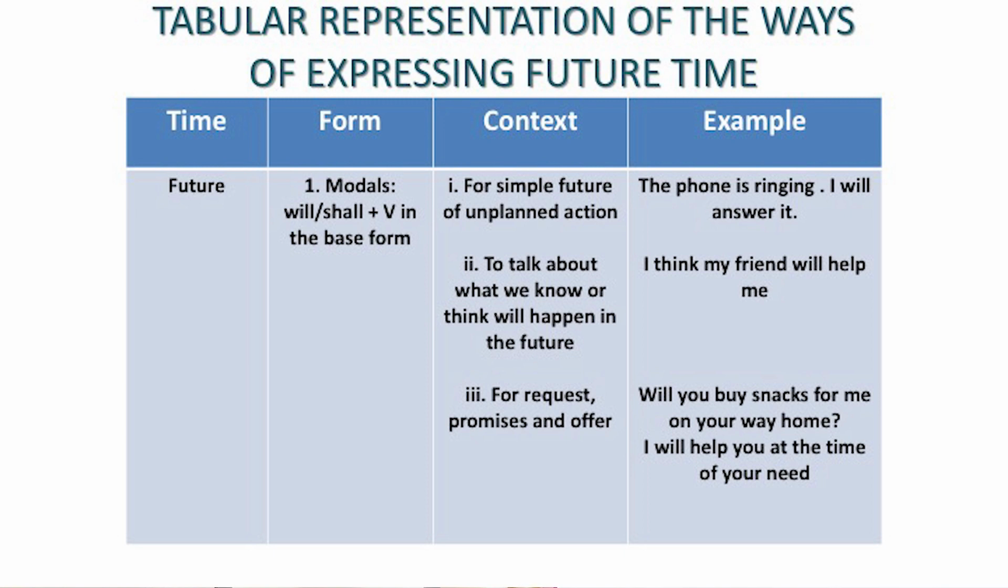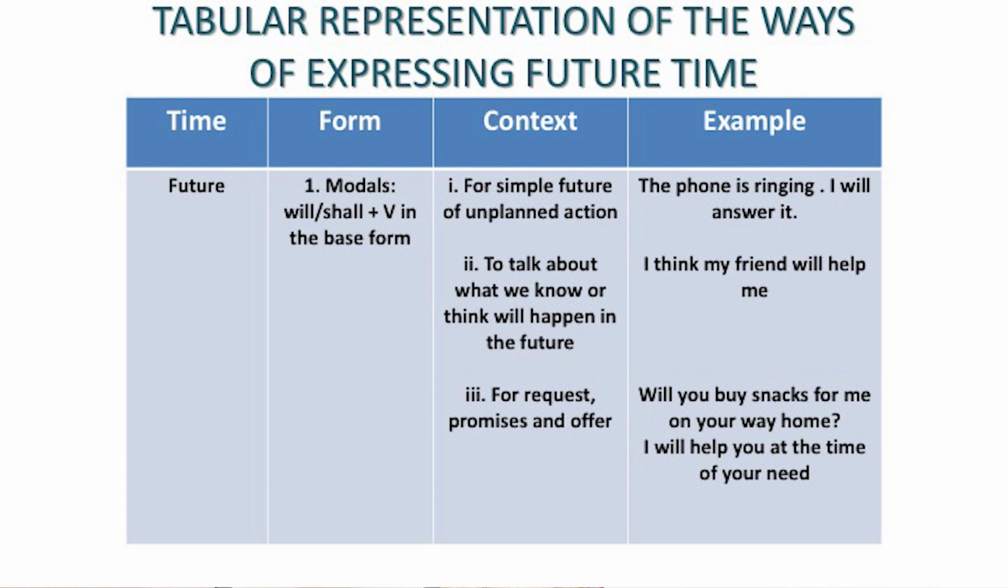Tabular representation of the ways of expressing future time. Students, we have discussed the ways of expressing the future time. One is the modals will and shall. Second is be going to plus verb in the base form. Third is present progressive for future. Fourth is simple present for future. Fifth is future progressive, and the sixth is future perfect.